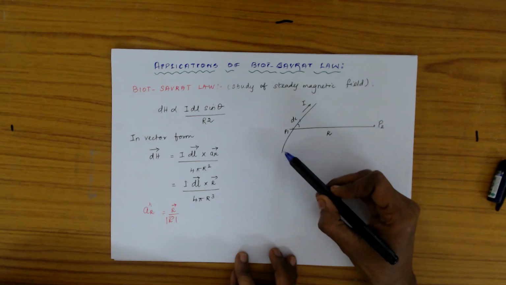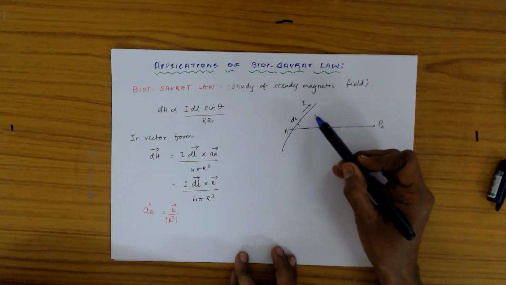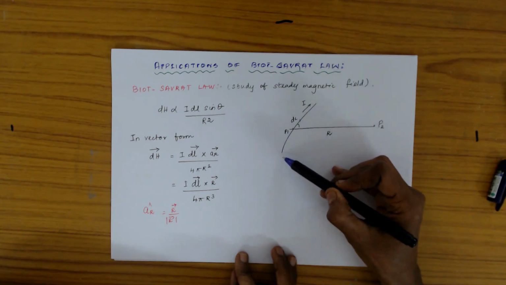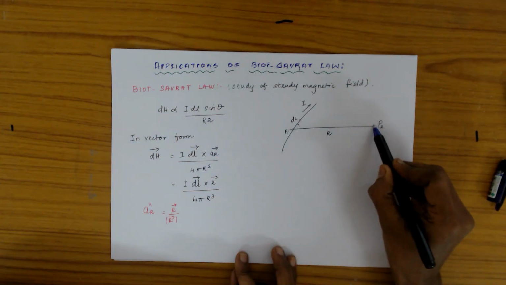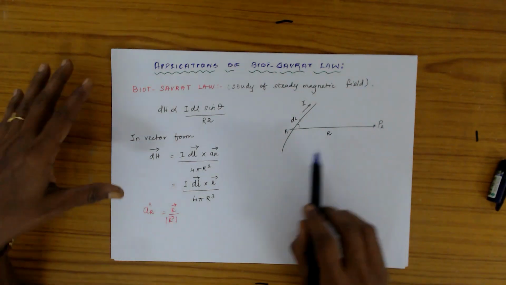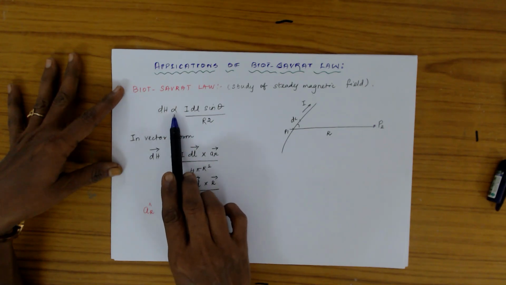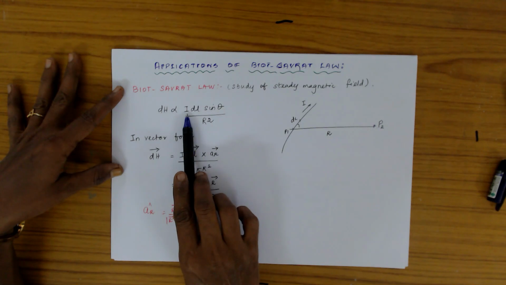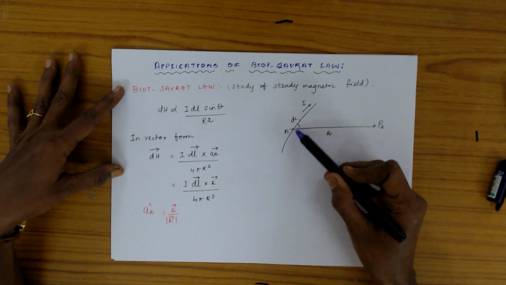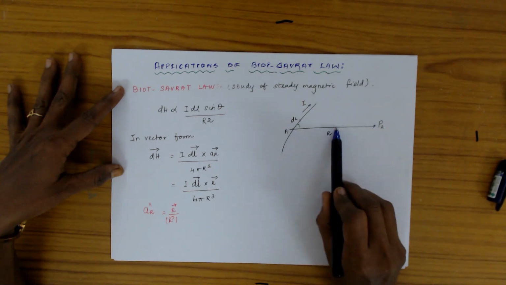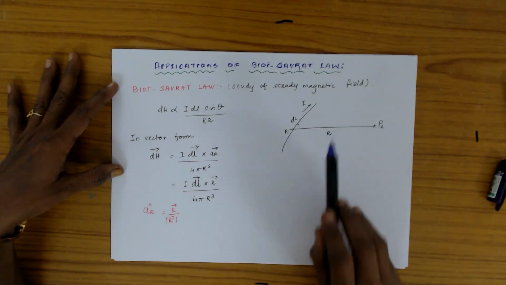That is, consider a conductor carrying a steady current I. Now, there exists a magnetic field around this conductor. Biot-Savart Law defines the effect of this magnetic field at a distant point P. It states that the differential magnetic field intensity dH is directly proportional to the current I, the differential length dl, and the sine of the angle between the differential current element and the distance vector r, and inversely proportional to the square of the distance vector r.